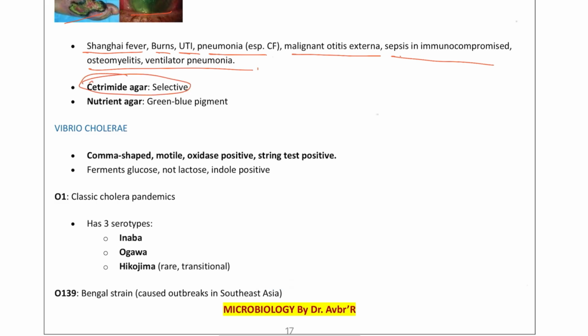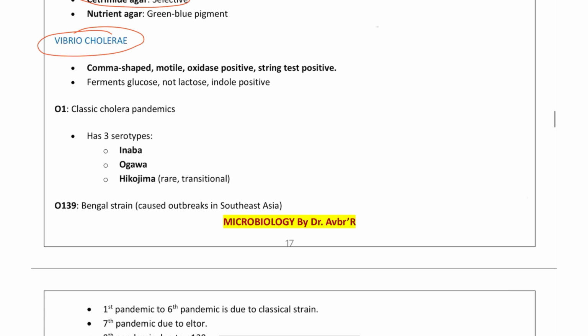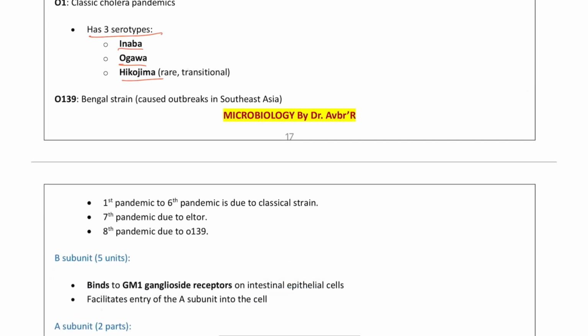Cetrimide agar is only for Pseudomonas aeruginosa. Vibrio cholerae has three serotypes: Inaba, Ogawa, and Hikojima. Ogawa is mostly seen in Japan strains, and in India the Bengal strain is most commonly seen in the southeastern areas.